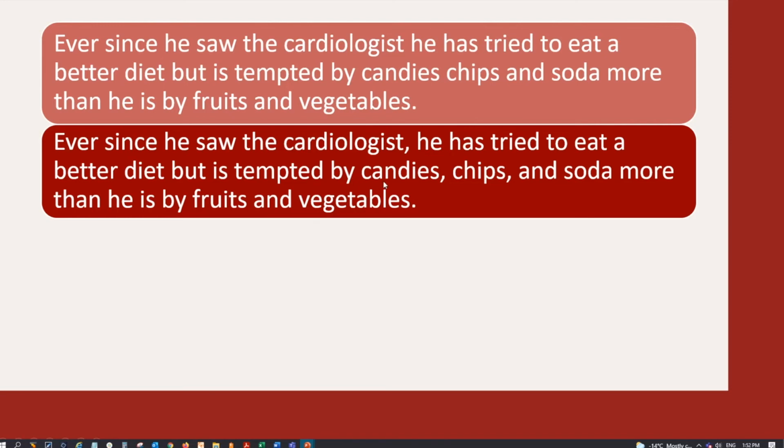Is tempted by candies, chips, and soda. So we've got a list here. We don't have and between every item, so we're going to put commas between. We don't have any commas between commas. It's not a complex list, so just basic commas are fine. More than he is by fruits and vegetables. So here, fruits and vegetables are just 2 things separated by and, so we don't need a comma between fruits and vegetables. So the more and more that you do this, the easier that it gets. It's just lots of repetition.